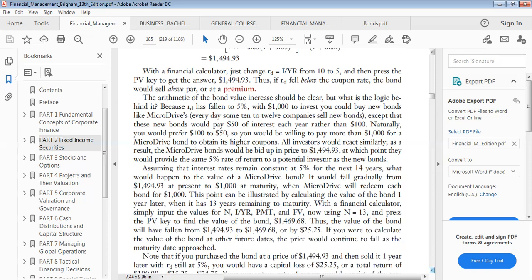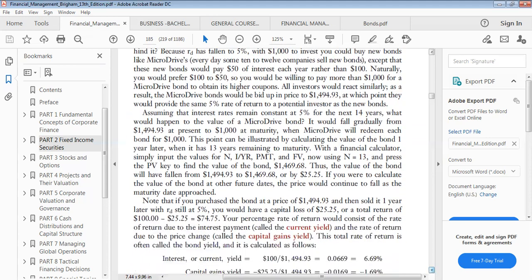Assuming that interest rates remain constant at 5% for the next 14 years, what would happen to the value of the Microdrive bond? It would fall gradually from $1,494.93 at present to $1,000 at maturity, when Microdrive will redeem each bond for $1,000.